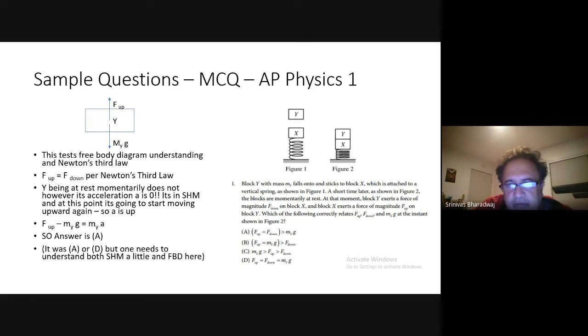F up equals F down, that we already know, right? Y applies a force on X, X applies a force on Y, and they are equal and opposite, right? But then what is important to note is, although it is momentarily at rest, it is accelerating. Momentarily at rest does not mean no acceleration. Okay, so F up minus mYg equals mYa, and the direction of acceleration is upwards. So F up is greater than mYg. So the answer is A.